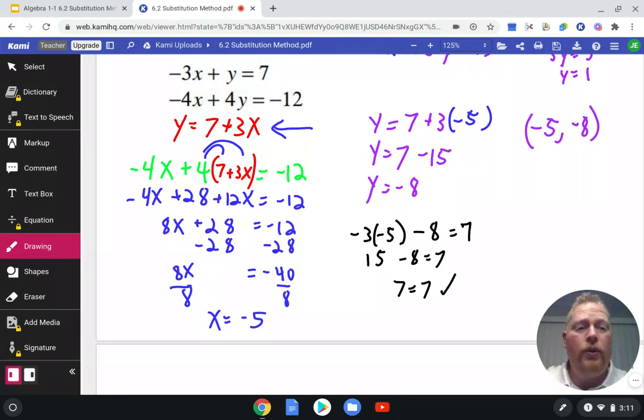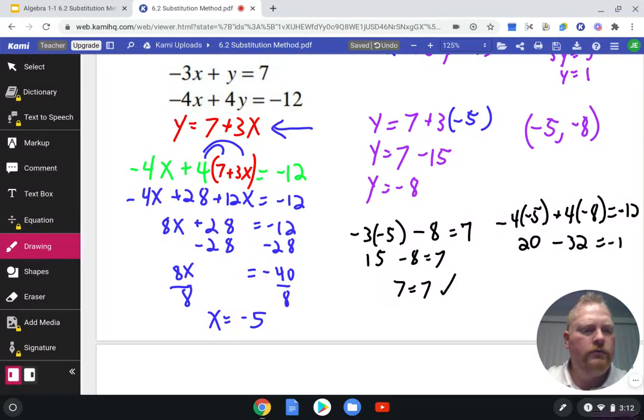Let's plug it in the second equation and double check that. So negative 4 times negative 5 plus 4 times negative 8 equals negative 12. So negative 4 times negative 5 is 20. 4 times negative 8 is negative 32. And I get negative 12 equals negative 12. So it works there too. So I am 100% confident that the answer of negative 5, negative 8 is the right answer. Now, do you have to double check every single problem?